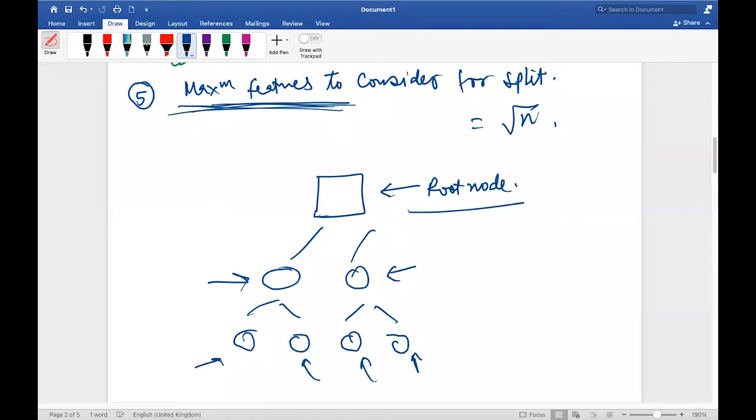This node, any node, right? Now, if I'm talking about this node, I am saying, what is the maximum features that can be considered for any node to split? So, in scikit-learn, this particular parameter is called max features. I'm coming to that in a minute. But is it understood?